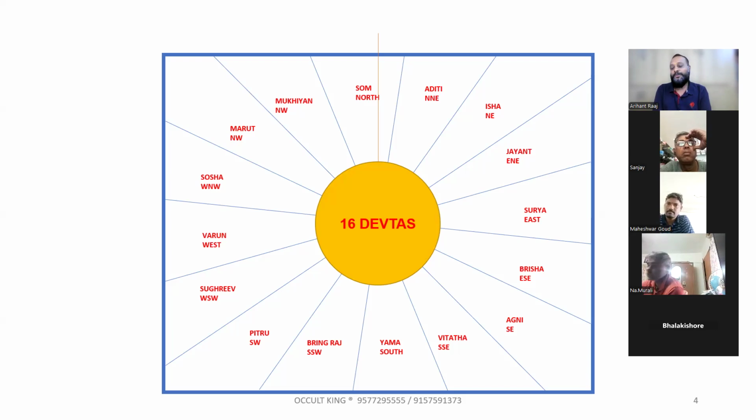Marut is under the northwest direction. This devata is responsible for your support from family, colleagues, the bank, friends and relatives. Whatever the support you are looking for, financial support or power support, backup support, whatever it is, this devata is responsible. If this devata is imbalanced, then you will have difficulty getting bank loans. You will not get the bank loans.